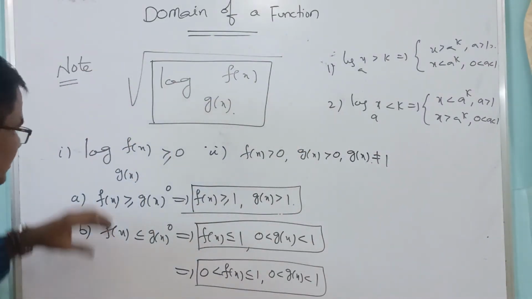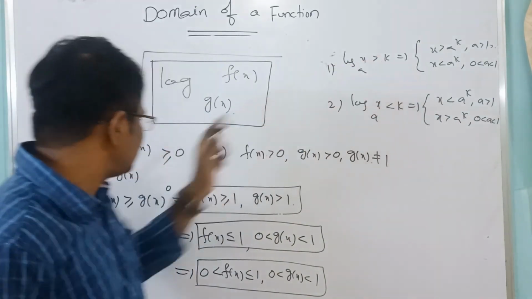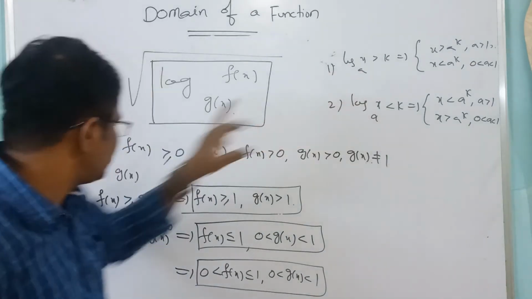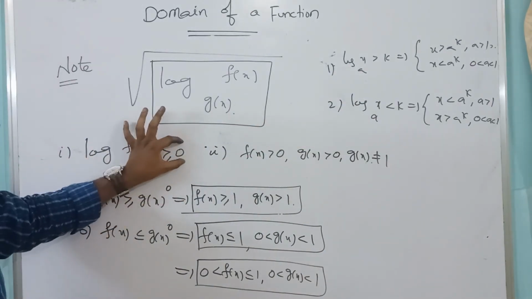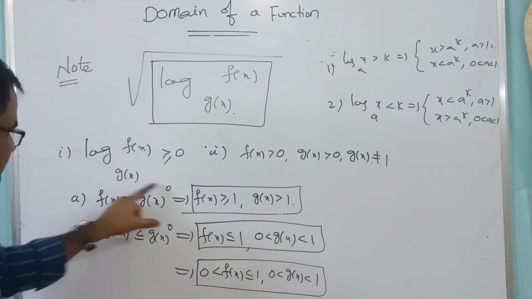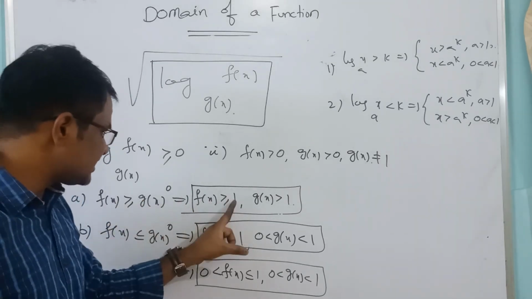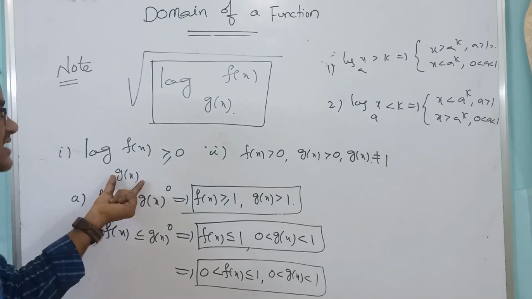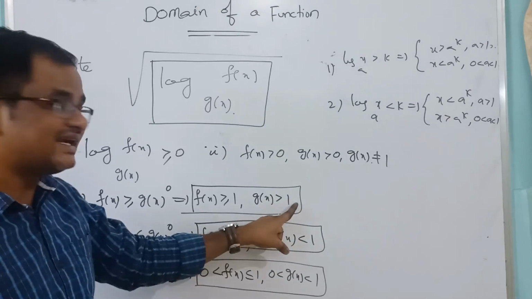So by these two, this is the inequality, greater than, and here equal to is also there. In place of x, f of x is there, in place of a, g of x is there: f of x greater than or equal to g of 0, in place of k 0 is there. So g of x whole to the power 0 becomes 1. So f of x is greater than or equal to 1. So when we take this condition, definitely this base g of x is greater than 1.